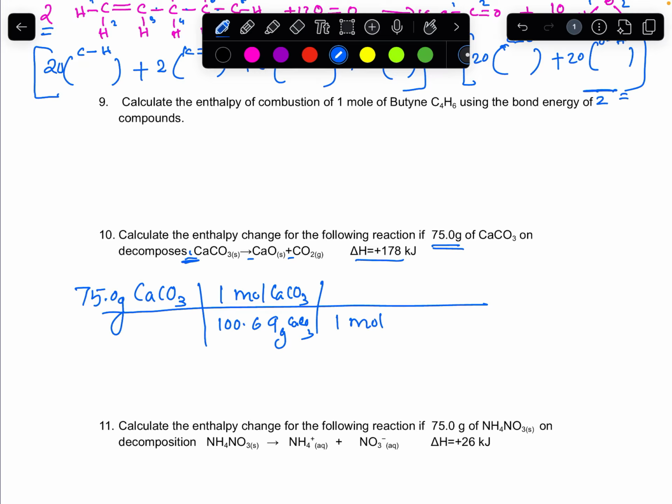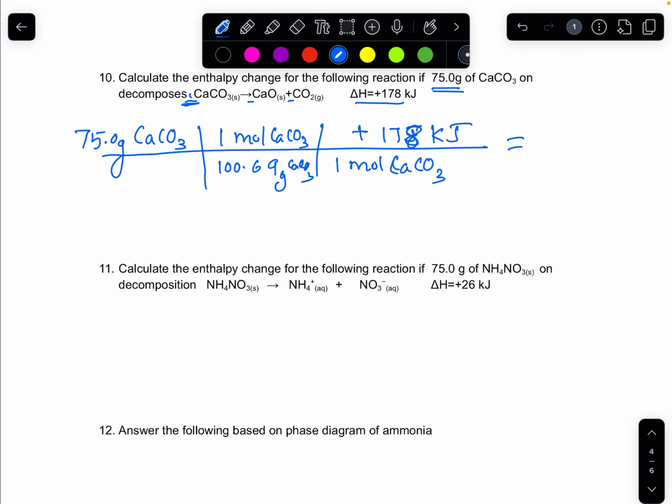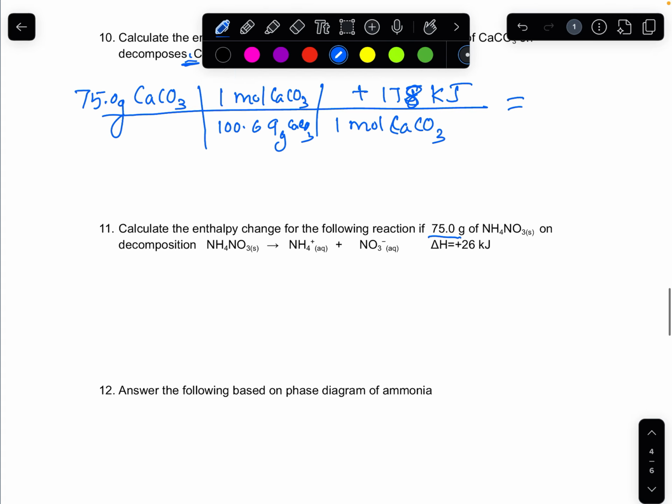Then 1 mole of calcium, this is only 1 mole. If it is 2 moles in the equation, you have to change that. 1 mole of calcium carbonate is absorbing 178 kilojoules. Okay, then calculate, that's it. Now the same here, this time it is this equation, it's the same number, do the strategies like that.